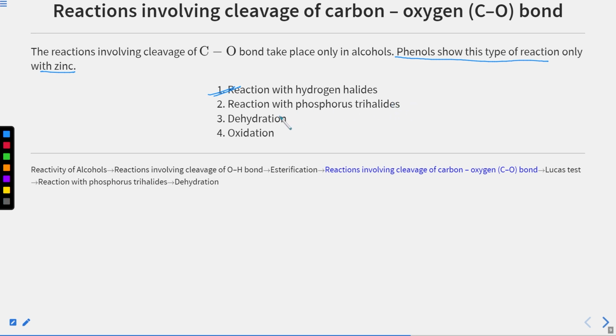But for alcohol, we have many methods, such as reaction with hydrogen halide or reaction with phosphorus trihalide. You must have seen this reaction during preparation of your halogen containing compound. Then we have dehydration, and then we have oxidation. We'll see oxidation in the next class. Today we are basically dealing with the dehydration mechanism mainly.